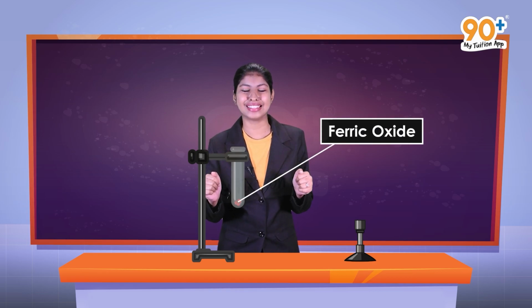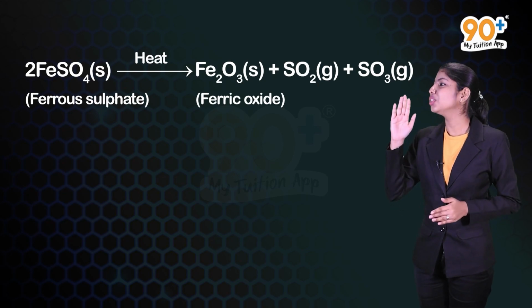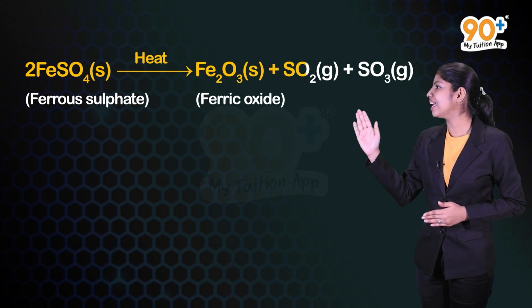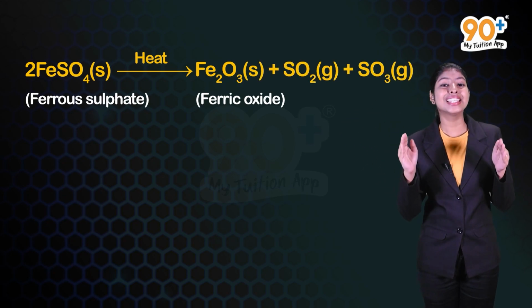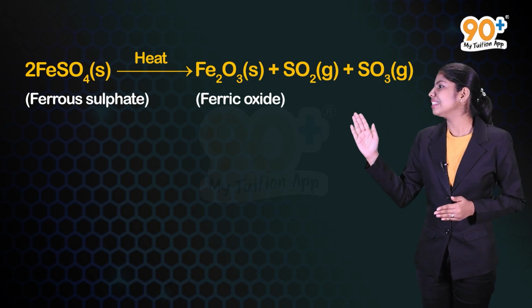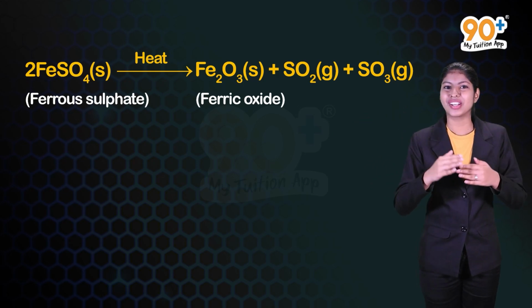Any idea? We can say that when I heat the ferrous sulfate crystals, it is converted into ferric oxide. Interesting fact is that the ferrous sulfate crystals are green in color, whereas the ferric oxide has reddish brown color. And here you can see the chemical reaction, that is 2 FeSO4 on heating converted into Fe2O3 plus SO2 plus SO3, that is ferrous sulfate on heating converted into ferric oxide plus sulfur dioxide and sulfur trioxide.